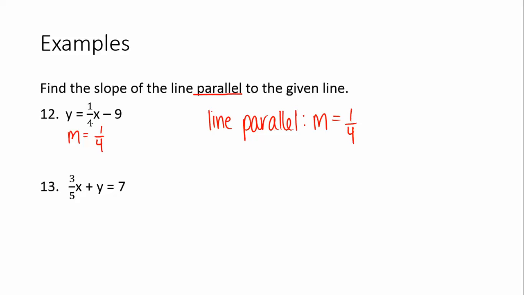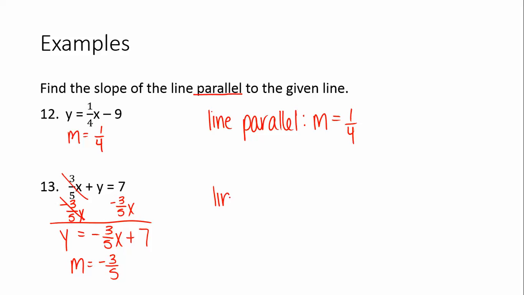On example 13, we need to solve this equation for y first so that we can figure out what the slope is. Notice if you just look here and you think it's 3/5, when you solve it for y, it actually becomes a negative 3/5 because you're subtracting that term to the other side. And so you would actually get this one wrong if you just said slope was 3/5. So the slope of this line is negative 3/5. So if we were trying to talk about the lines that are parallel, our slope would also be a negative 3/5.